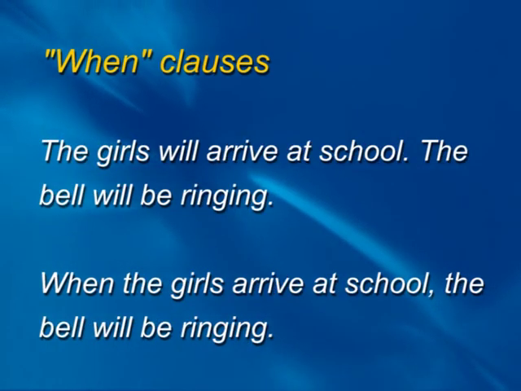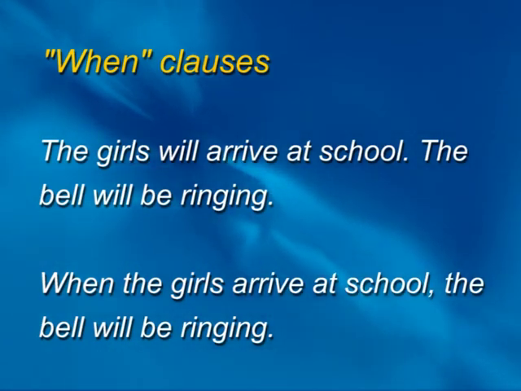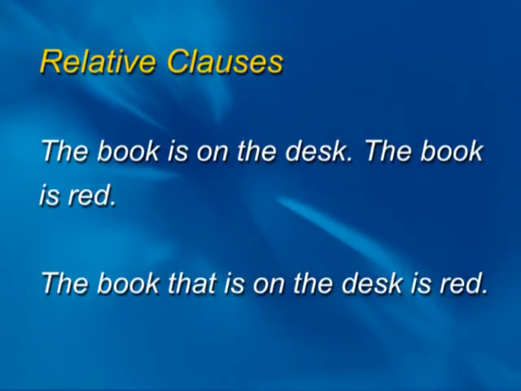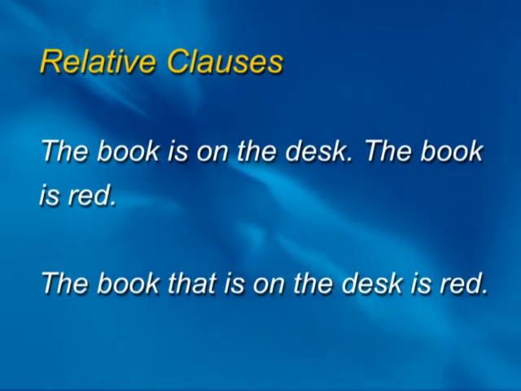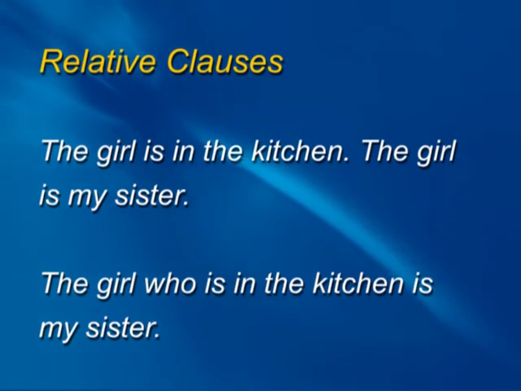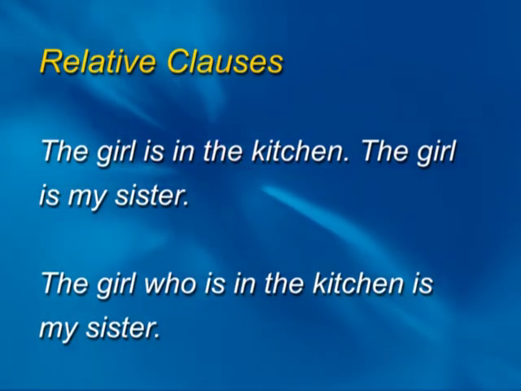The girls will arrive at school. The bell will be ringing. When the girls arrive at school, the bell will be ringing. Now we come to relative clauses. The book is on the desk. The book is red. The book that is on the desk is red. The girl is in the kitchen. The girl is my sister. It becomes the girl who is in the kitchen is my sister.